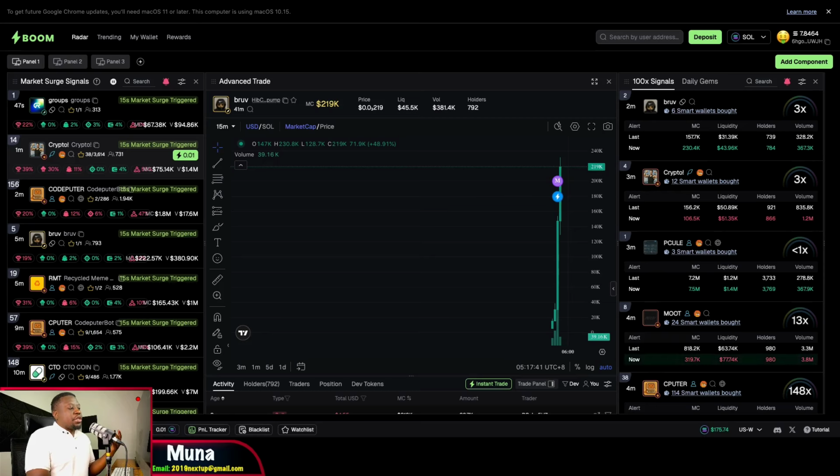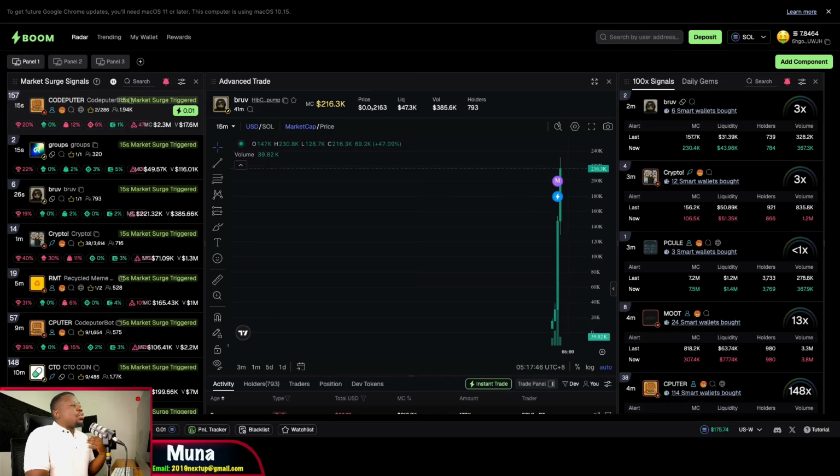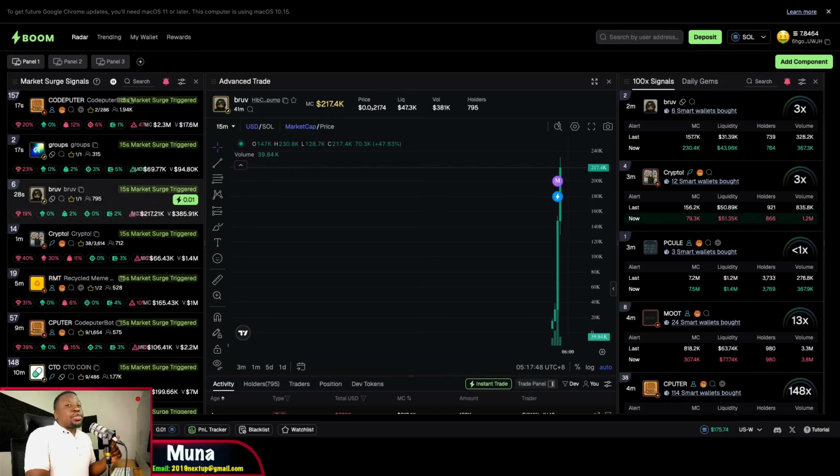So as you can see, there's many opportunities left and right. Whenever I look at the market search, there's always plenty of opportunities. So make sure you download, or rather you join Boom.Meme, and you guys are going to be good to go.